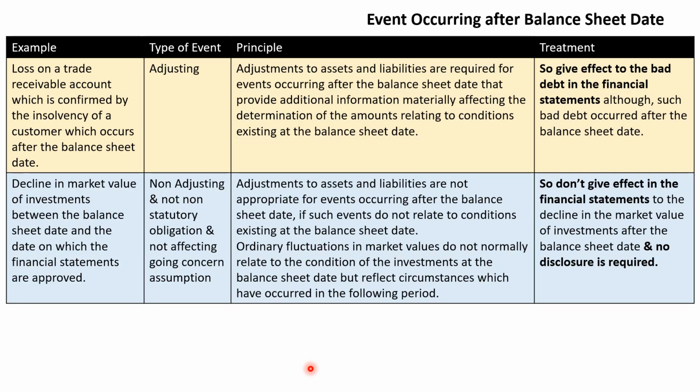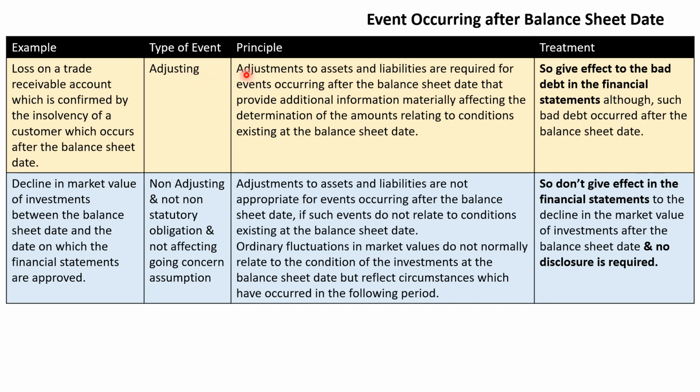Now let us consider different examples for the same. First example is loss of trade receivable account which is confirmed by the insolvency of customer which occurs after the balance sheet date. So what has happened? There is a trade debtor, receivable, who has confirmed insolvency. The insolvency occurred after the balance sheet date, but the debtor was already there and we were already aware that he may become bad. So this becomes which type of event? Adjusting event. This is not a non-adjusting event. This is an adjusting event.